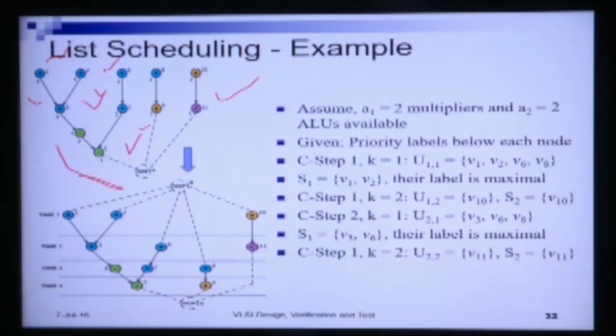For the ALU operation, what do we have? We have only V11 that is available. V10 has been scheduled. V11 is the only operation that is ready to be scheduled, and hence it is allocated to the adder resource, and scheduling proceeds likewise, and the final schedule has been shown here. With this, we come to the end of module 2 of lecture 4.